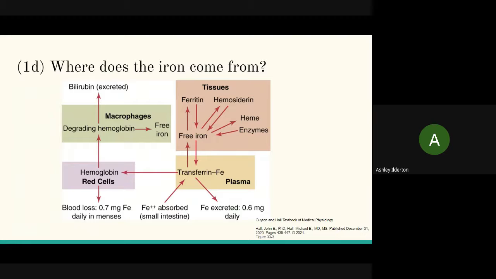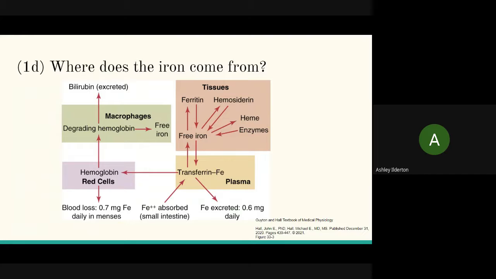And so where does the iron come from? Iron is absorbed by the small intestine through your diet. Once it is absorbed into the plasma, it binds to a protein called transferrin, which you can think of as the transport protein for iron. Transferrin's job is to bind iron and take it to the red blood cells for it to be packaged up into hemoglobin. And we lose iron in a couple of different ways.